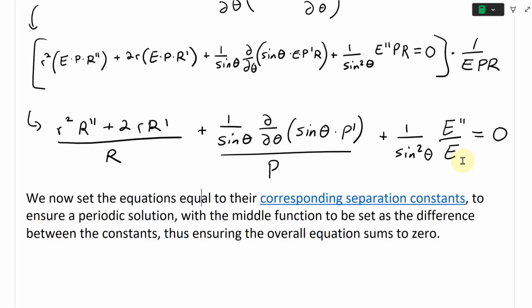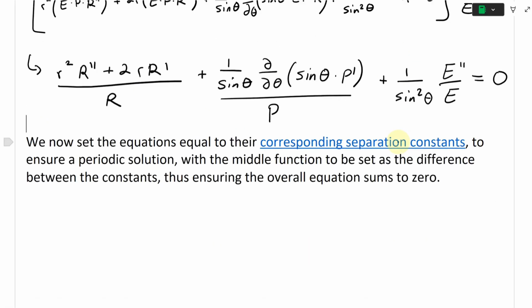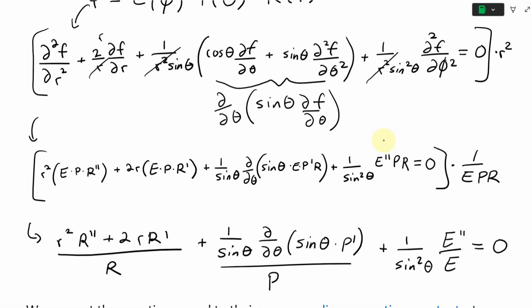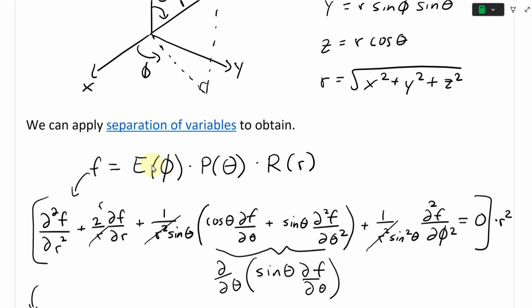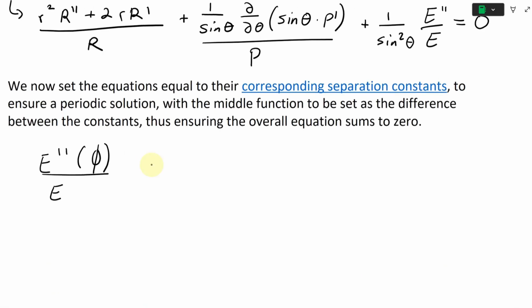So for the first one, we'll look at this part right here. This one is typically written just like these two parts right here. So we'll ignore the sine squared for now. So basically this one is written like this, E double prime over E. And these are both functions of phi, remember that. So E is a function of phi, going back here. So E is a function of phi, and then this is over a function of phi.